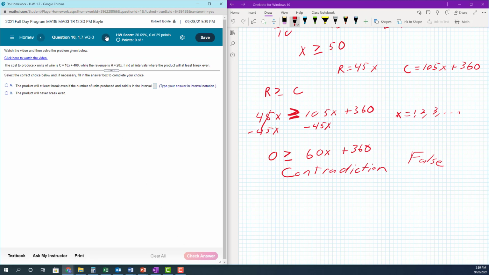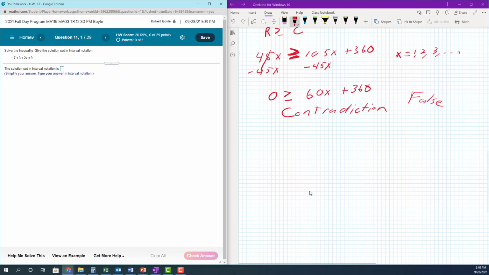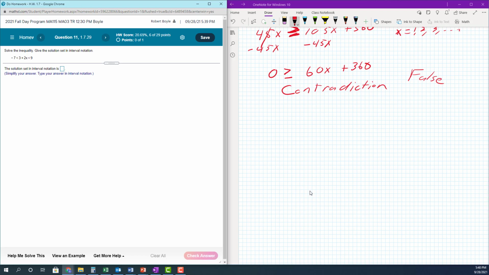Okay, so these are the same types of problems. I'm just going to move on through them. Okay, here is one where we have the compound inequality. Although this is pretty straightforward, let me just go ahead and do this one anyways. We have negative 7 is strictly less than 3 plus 2x, which is strictly less than 9.